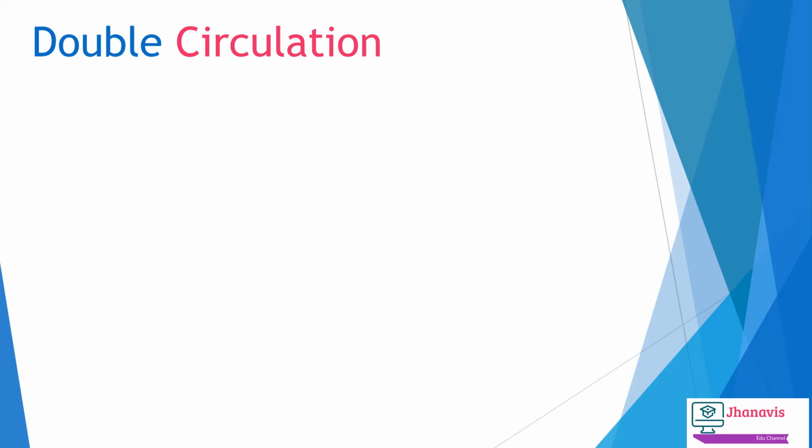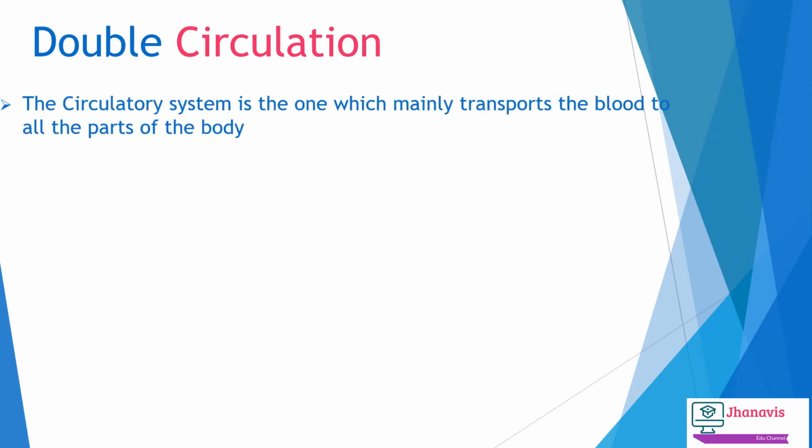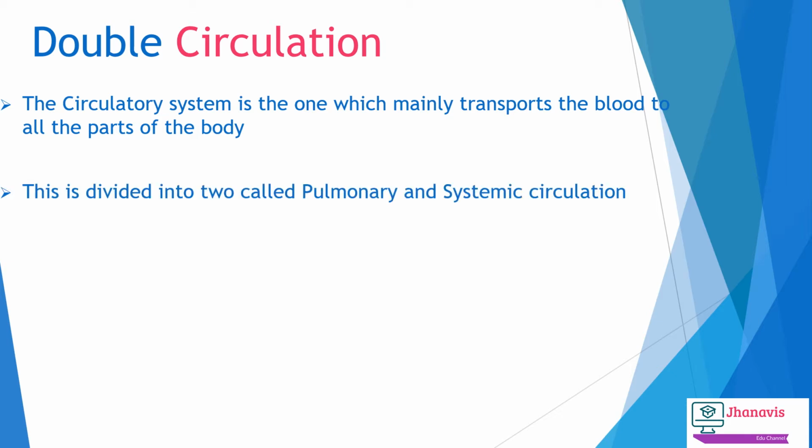When we talk about the double circulation, remember the circulatory system is the one which transports the oxygenated blood to all the parts of the body and removes the deoxygenated blood from all the parts of the body. So the double circulation is divided into two. Why is it called double circulation? Because it is divided into two. Obviously, pulmonary circulation and systemic circulation.